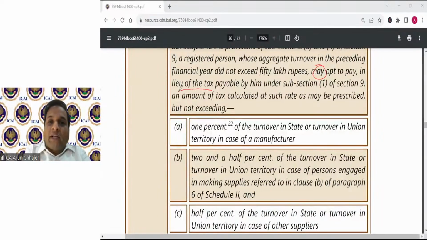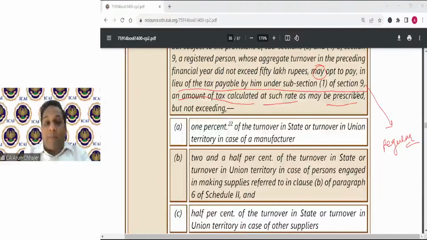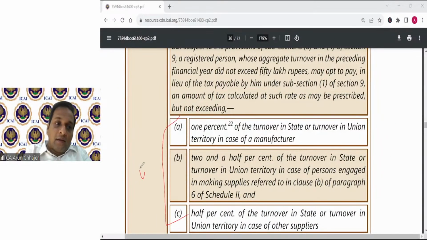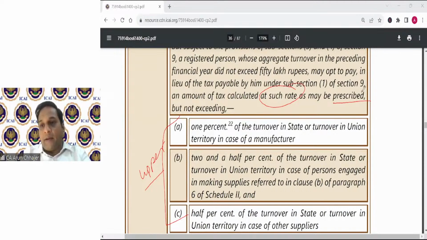In lieu of the tax payable under 9 subsection 1, it means in the regular category, an amount of tax calculated at such rate as may be prescribed, but not exceeding. It means this rate is the maximum rate. What would be the actual rate? That will be prescribed.